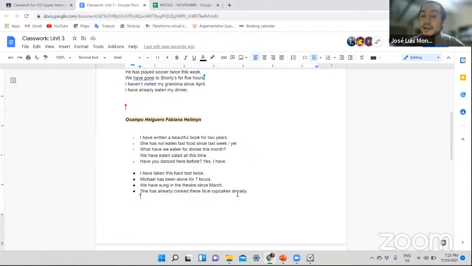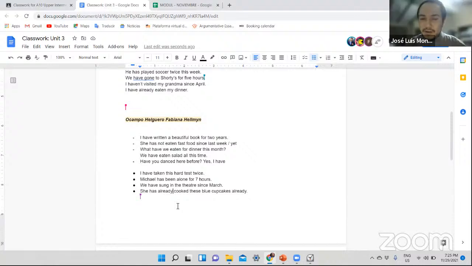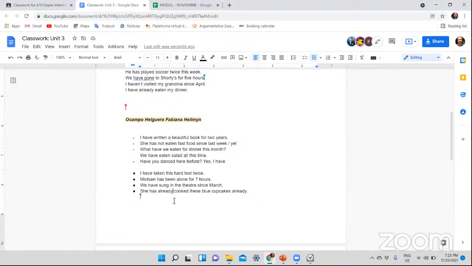All right. And one more time, if you say your example again, but this time using it here and here, I'm going to help you out, Fabiana. Can you accommodate that word over there now? Let's do it, please. In this example, she has already cooked these blue cupcakes. Oh, with the example you were telling me before. Okay, do you remember? I have already gone to the park.